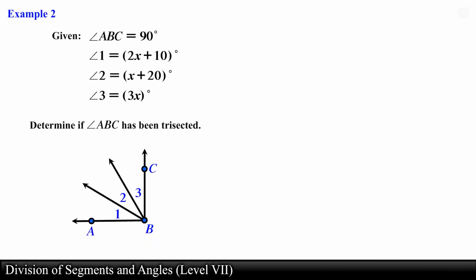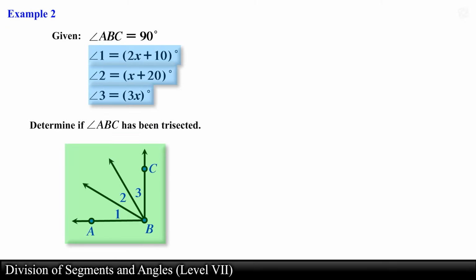Given that angle ABC is equal to 90 degrees, angle 1 is equal to 2x plus 10, angle 2 is equal to x plus 20, and angle 3 is equal to 3x, determine if angle ABC has been trisected. In this problem, we are provided with a diagram and the measurement of 3 distinct angles. We are asked to determine if a particular angle has been trisected.